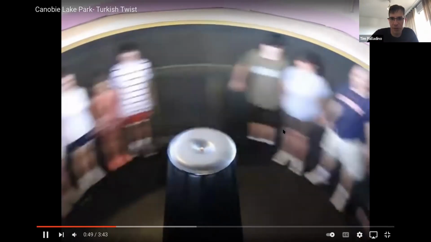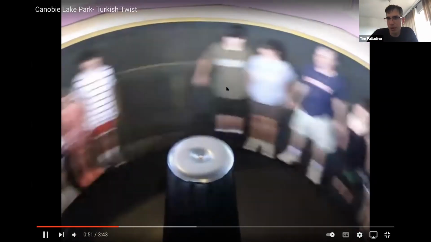But then what happens is the floor is lowered out from underneath them. If you can see it, I'm going to pause it for a moment. See how blurry they are. It's not the best video in the world, but the floor is no longer beneath their feet. The floor dropped out from beneath their feet, and they're just held there against the wall. And the force that's actually holding them is friction.